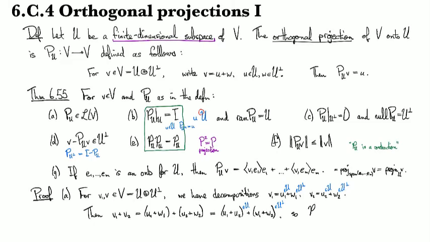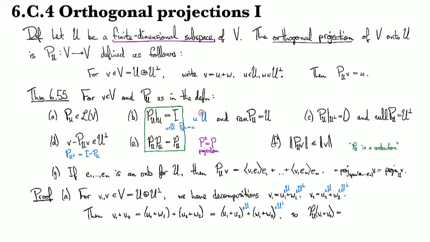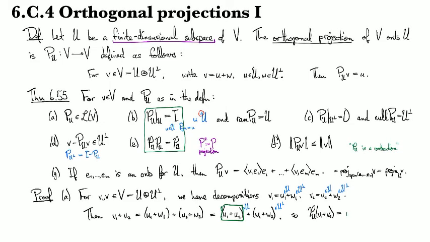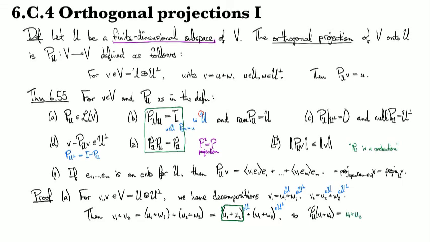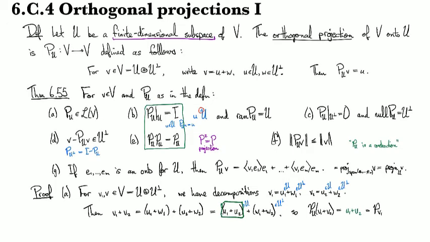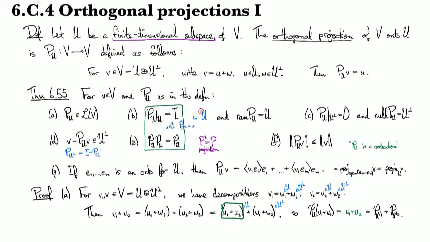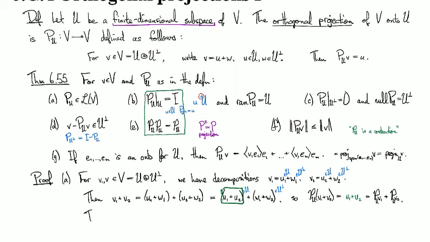So when I apply the operator to V1 plus V2, we just extract the part that's in U. And then notice that U1 is P of V1 and U2 is P of V2. I forgot my subscripts again, like I do. So we get additivity.